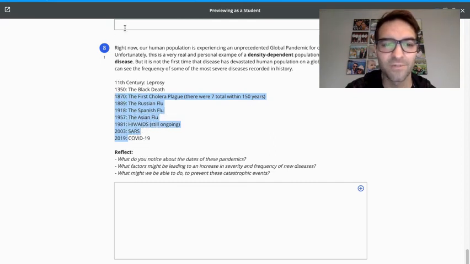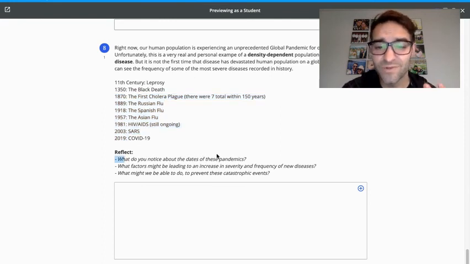You might think there'd be a few back here that would devastate a large population, but like I said, there's only a couple, and there are centuries between them. 11th century and the 1350s. That's 250 years at least between these. And now all of a sudden, these are 20 years apart, and they're each more devastating than these previous ones. So, I kind of just answered this one. What do we notice about the dates of these? These are all really close together and really recent.